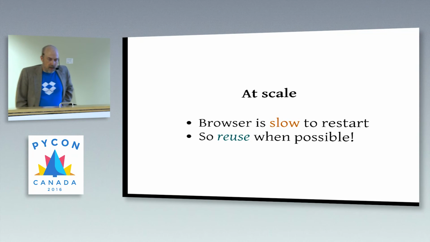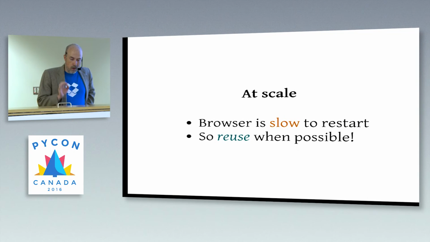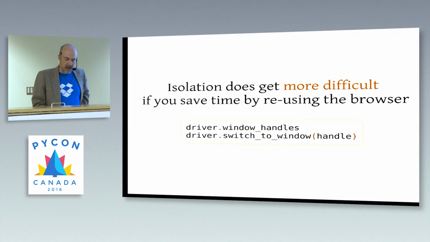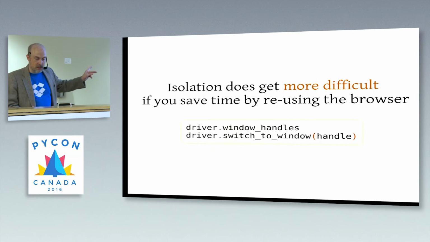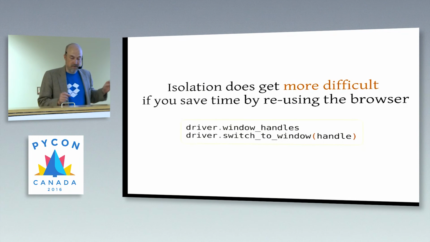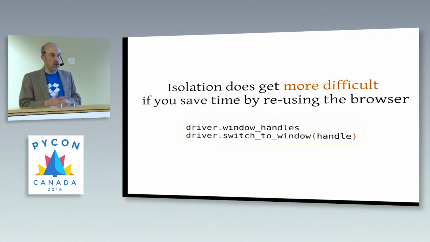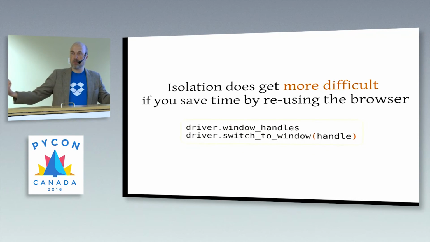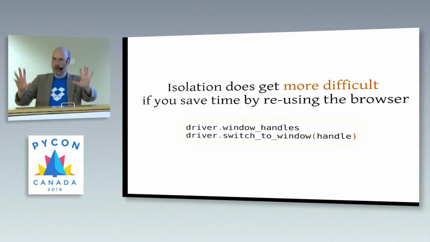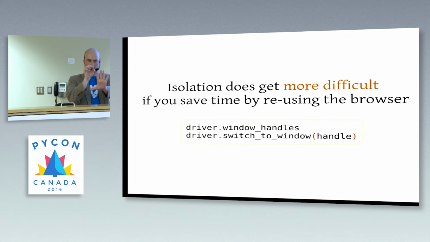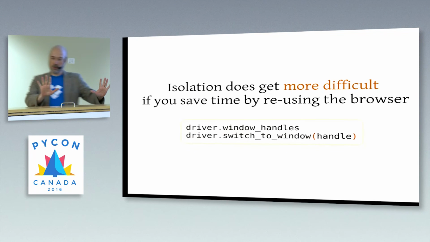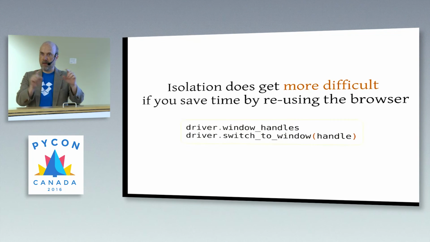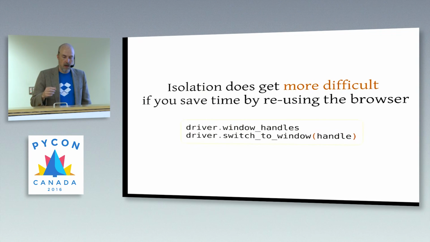At scale, it takes too much time to restart the browser for each test. It's very slow. Reuse the browser when possible in the next test. That means isolation gets a little more difficult. You'll have to check for things like, did you know in Selenium, you can open multiple windows. It's fun. You can open several windows, and in one, you can comment on a file and then switch to the other window and see if the comment appeared thanks to the back end forwarding the message around.